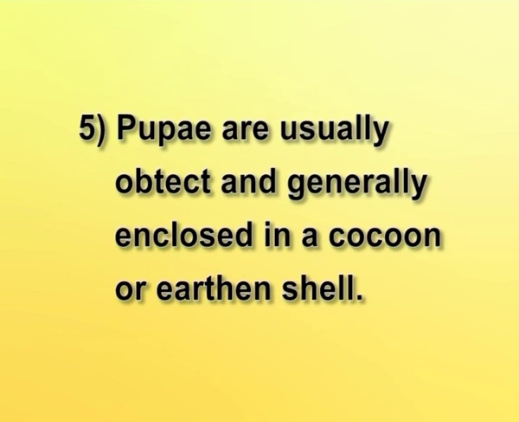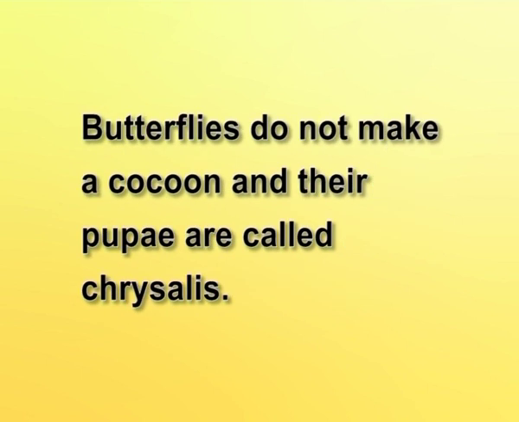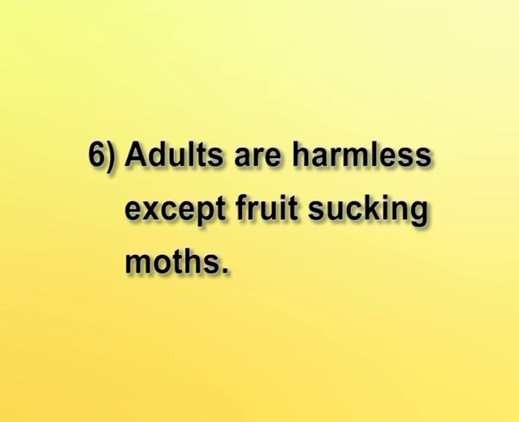Pupae are usually obtect and generally enclosed in a cocoon or earthen shell. Butterflies do not make a cocoon and their pupae are called chrysalis. Adults are harmless except fruit-sucking moths.